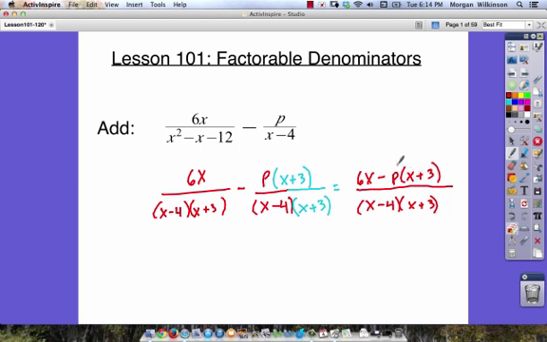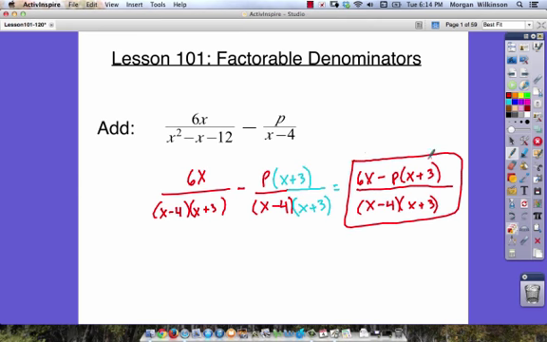If you choose to use the distributive property here, that's fine. You get 6x minus px, and then you'd have the negative p and the positive 3, so you'd have negative 3p. You can do the problem that way if you like, or you can just leave your answer like this. This would be fully simplified. You get full credit for this answer.